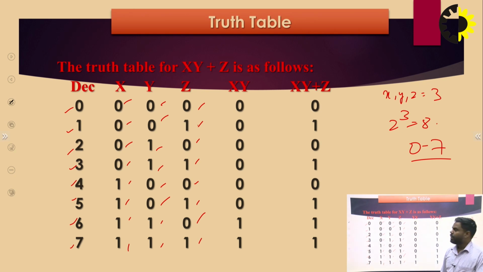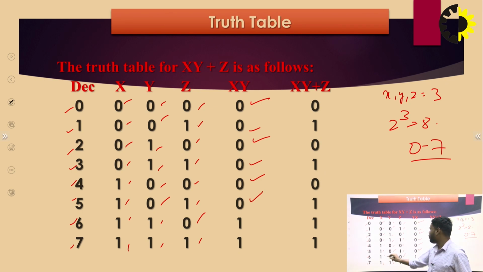This is the table. Then we have x dot y, which means false false false false false false false false false false false true false false true false true false false true false false true true true true true true.